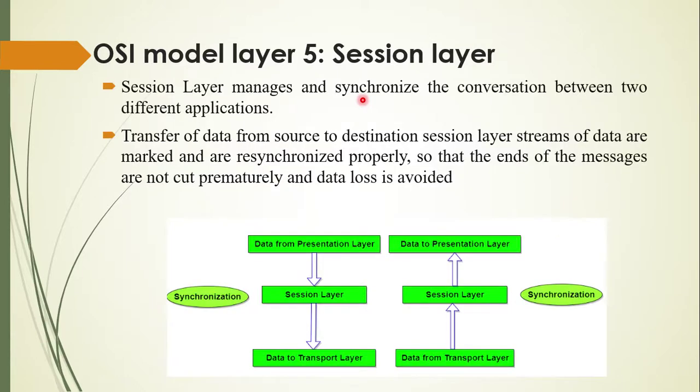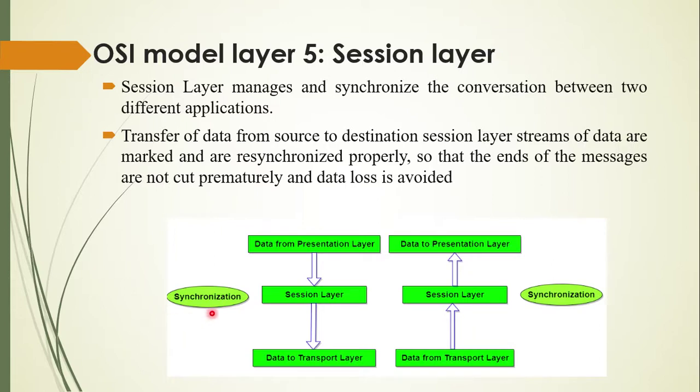Next, the fifth layer is the session layer. The session layer manages and synchronizes the conversation between two different applications. So the basic main functionality is synchronization of the transfer of data from source to destination. In the session layer, streams of data are marked and resynchronized properly so that the end of the messages is not cut prematurely and data loss is avoided. So the most important functionality of the session layer is synchronization.